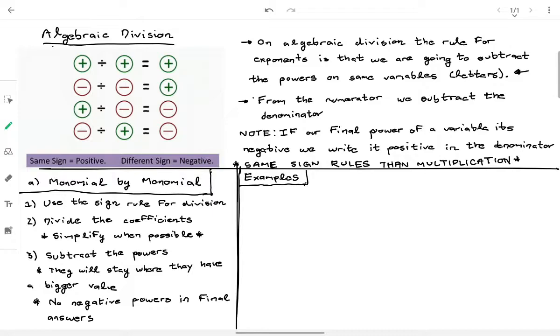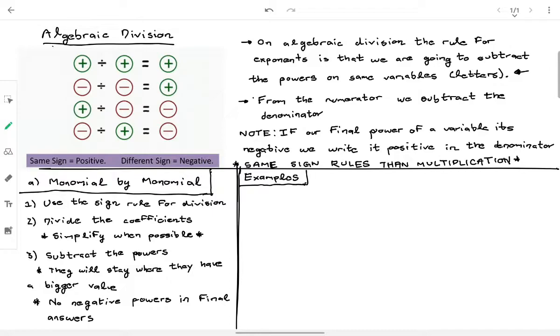In algebraic division, the rule for exponents, different than when multiplying, says that we are going to subtract the powers on the same variables. Remember, variables are letters. So in the case of division, we are subtracting the powers. In multiplication, if we remember, we need to add them. So here in division, we are going to subtract the powers. Which powers are we going to subtract? The general rule tells us that from the numerator, we are going to subtract the denominator if they have the same variables.